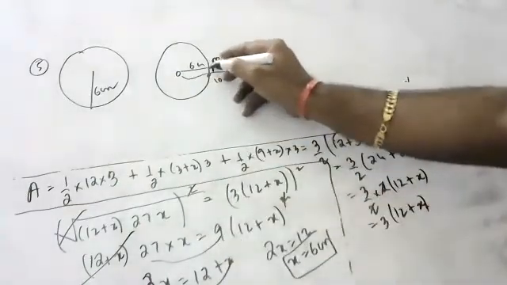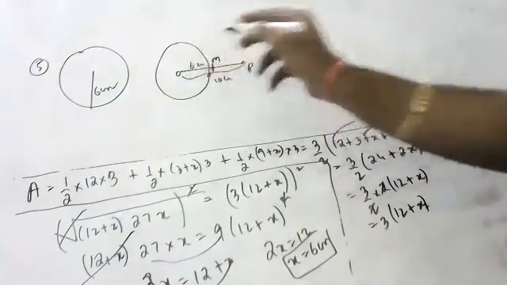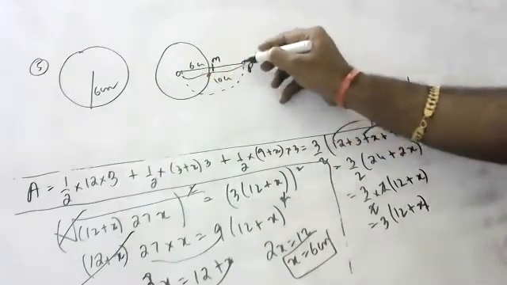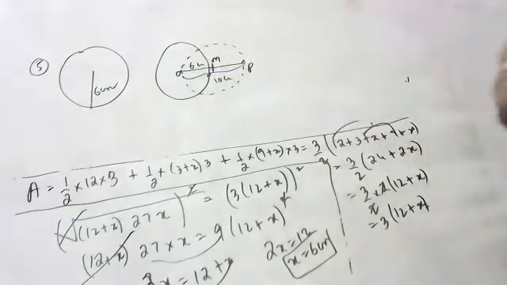Taking OM as the radius, we'll take 5 as the radius and draw a circle.